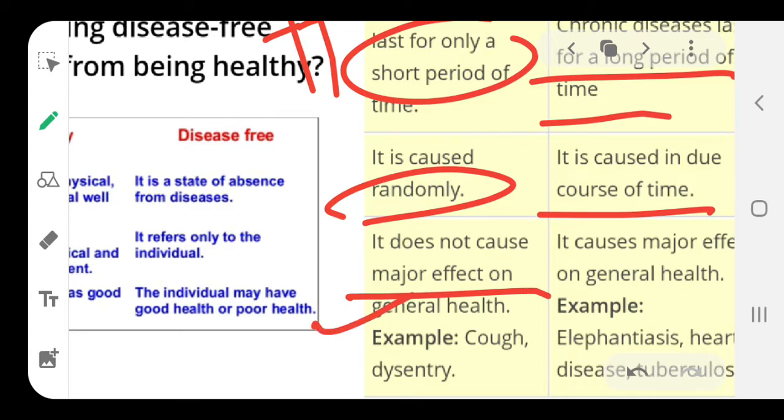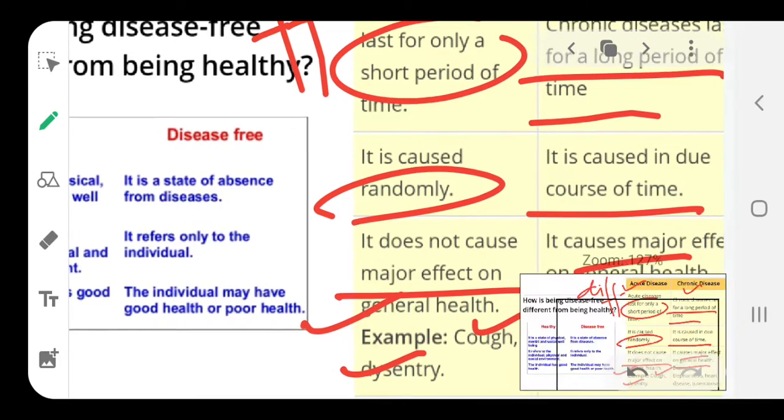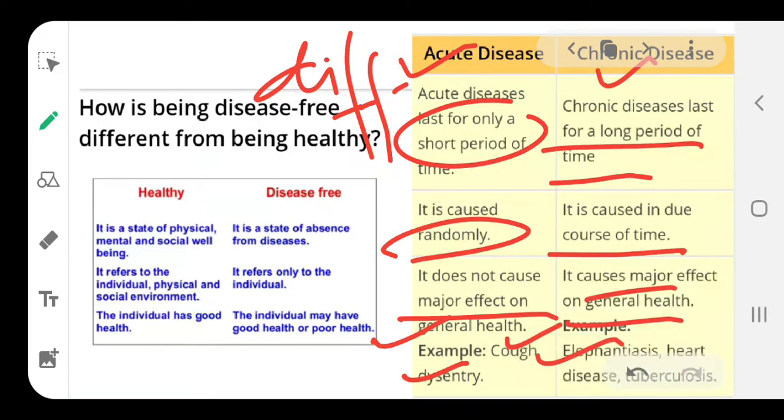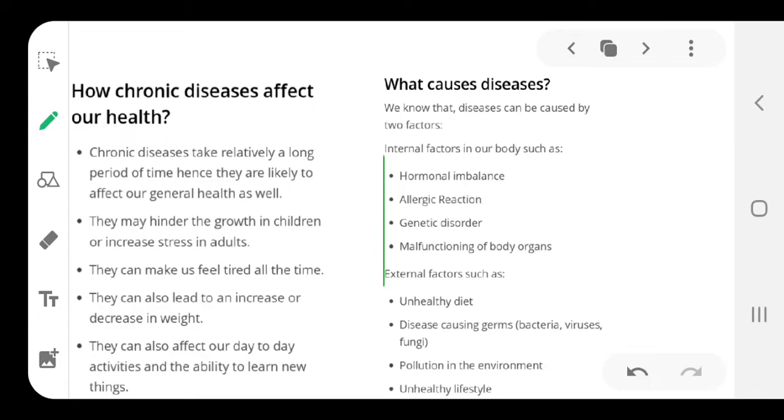For example, check out the cough or the dysentery, while the chronic ones create a big effect on the health. Underline some names such as elephantiasis, a disease caused by microbes, in particular filarial worms, and then heart ailments. So, these are diseases that basically last longer and create a lot of disturbance in the body and psyche.